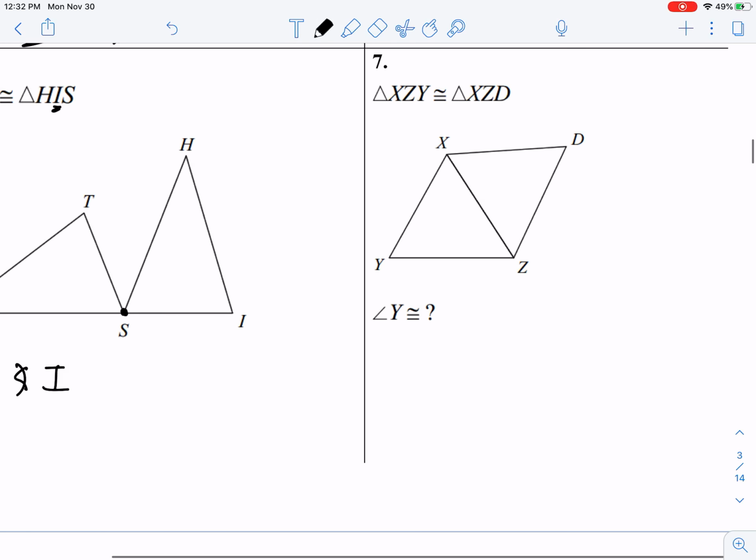For number 7, again, I'm looking at an angle Y, it's at the end. It must be congruent to the end letter.